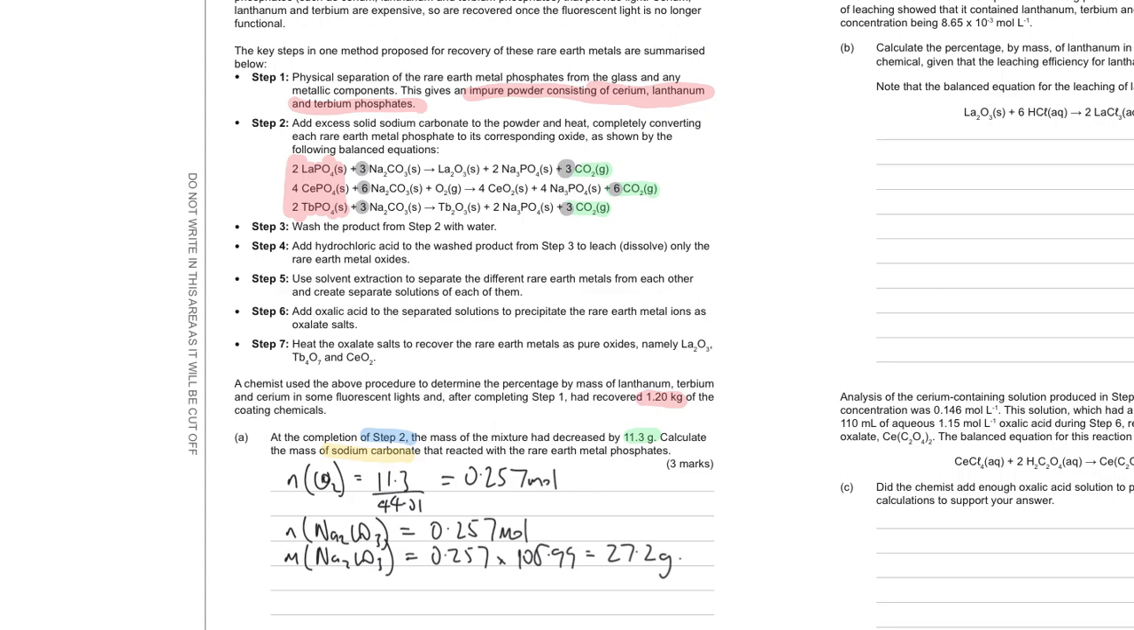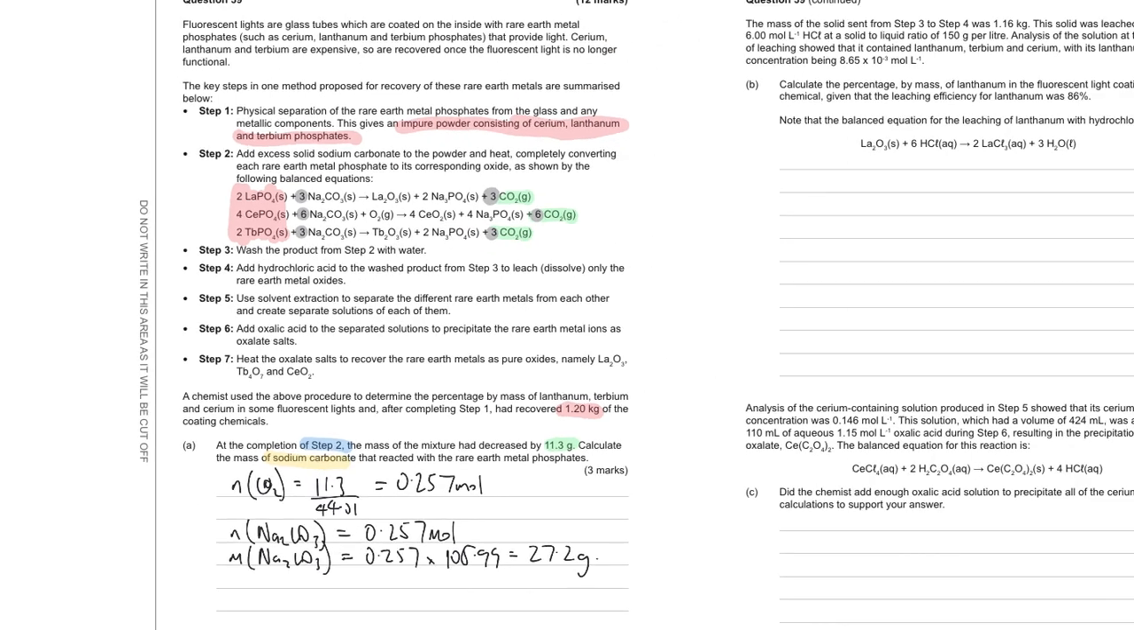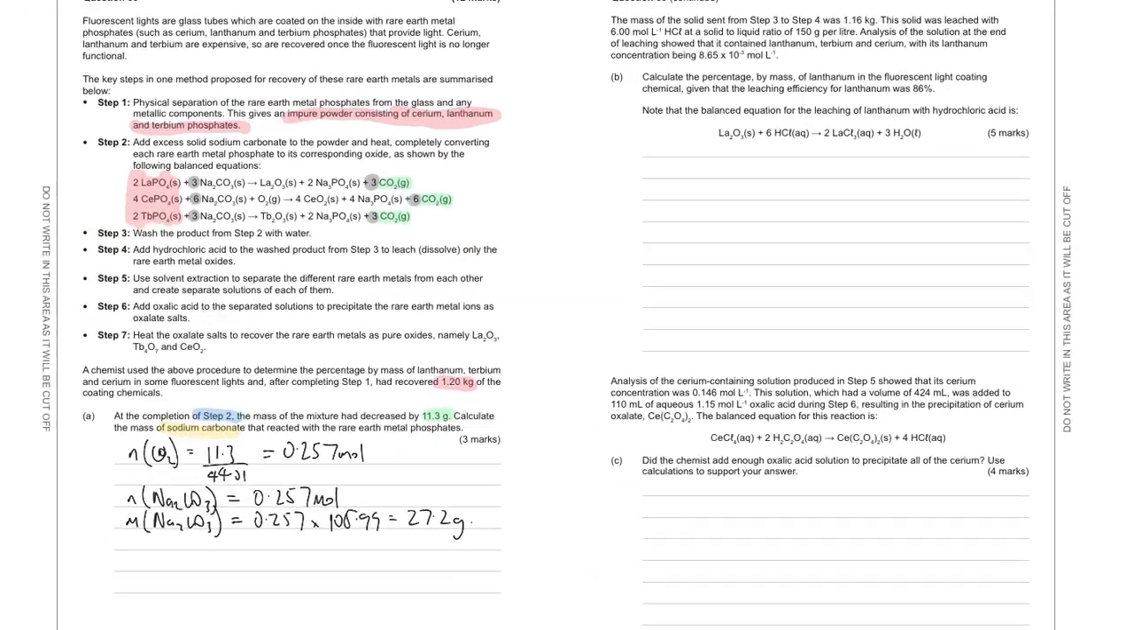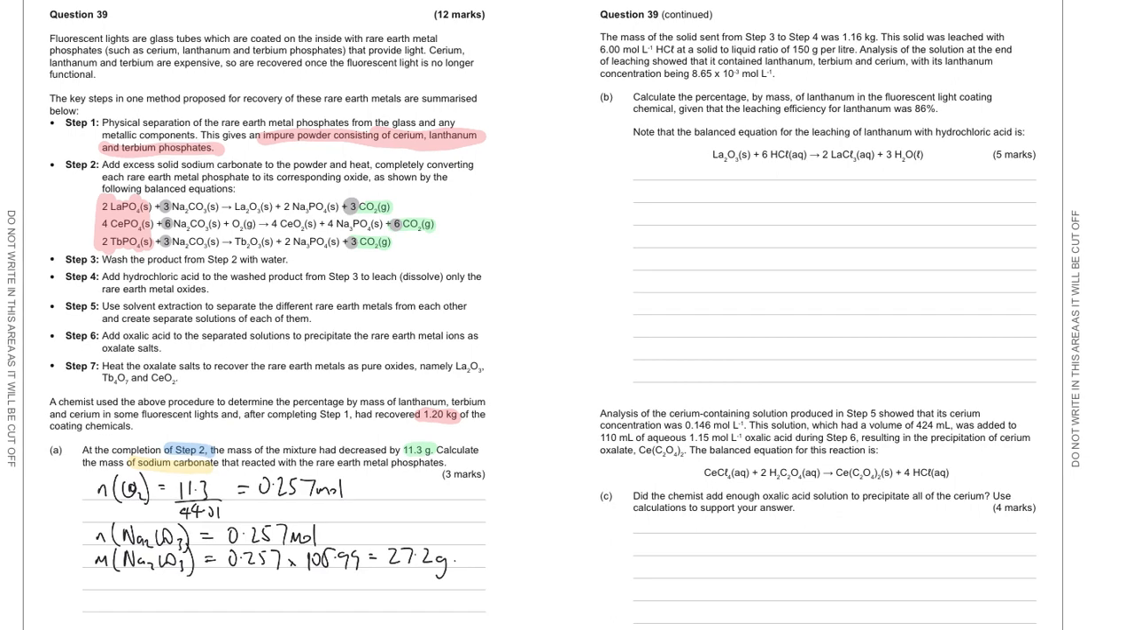Okay, so then we can move on. Let's have a look at this next part of the question. The mass of solid sent from step 3 to step 4 was 1.16 kilograms. The solid was then leached with 6 mole per liter HCl at a solid to liquid ratio of 150 grams per liter. The analysis of the solution at the end of the leaching shows that it contained lanthanum, terbium, and cerium, with lanthanum concentration being that there. Calculate the percentage by mass of lanthanum in the fluorescent light coating chemicals, given that the leaching efficiency for lanthanum was 86%.